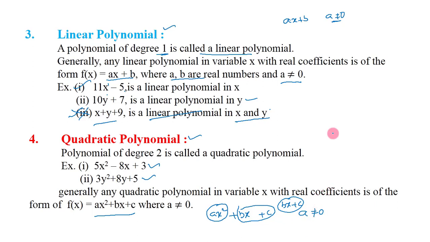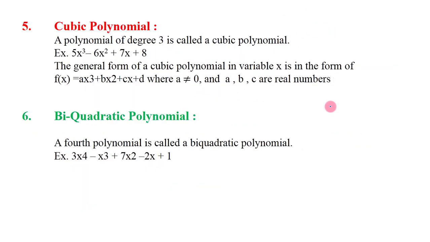What is the standard form of a quadratic polynomial? That is ax square plus bx plus c. And what is the standard form of a linear polynomial? That is ax plus b. Now let us see the next type of polynomial, that is the cubic polynomial. A cubic polynomial means a polynomial with a degree 3. The standard form of this cubic polynomial is ax cube plus bx square plus cx plus d, where a is not equal to 0.